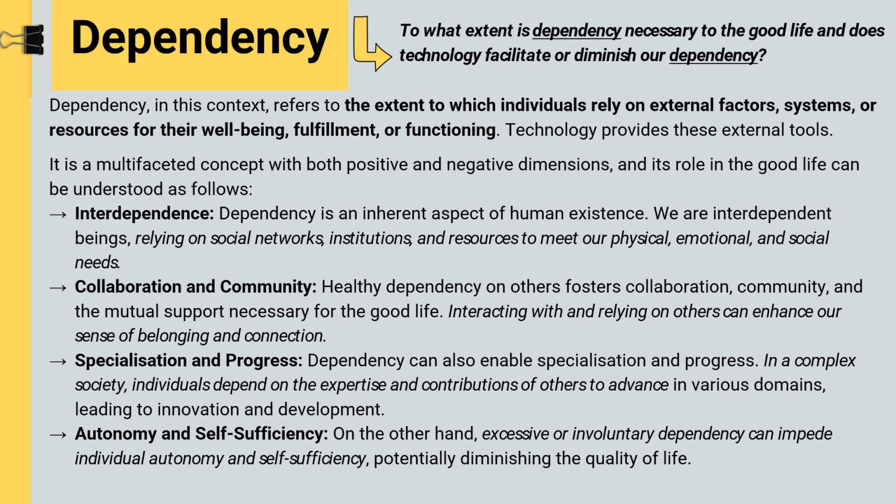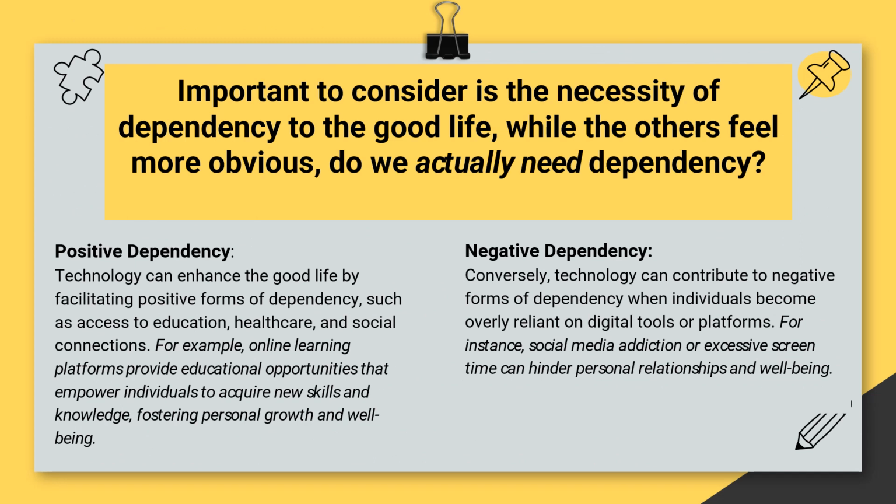On the other hand, there's this idea of autonomy and self-sufficiency as an issue point for dependency. So on the other hand, excessive or involuntary dependency can impede individual autonomy and self-sufficiency, potentially diminishing the quality of life. So again, we'll look at the ways in which these are facilitated and diminished. While it's important, before we even get into that, is this idea of the necessity. Because is it necessary to be dependent or to have dependency to live a good life? While the others feel more obvious that there's some element of good potential or benefit within them, dependency doesn't feel like it necessarily has that.